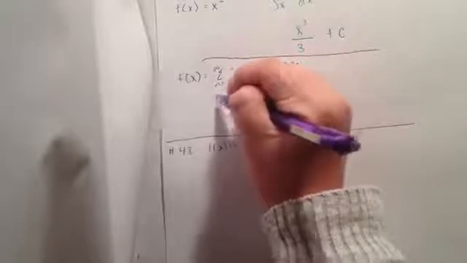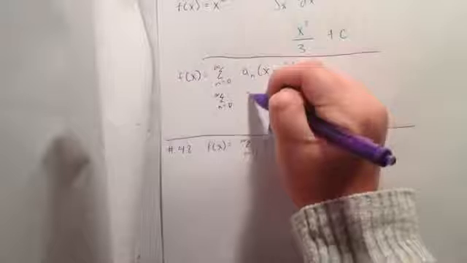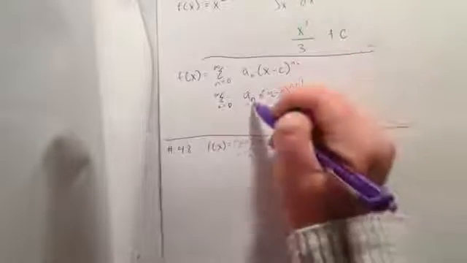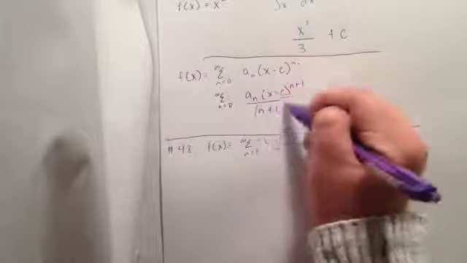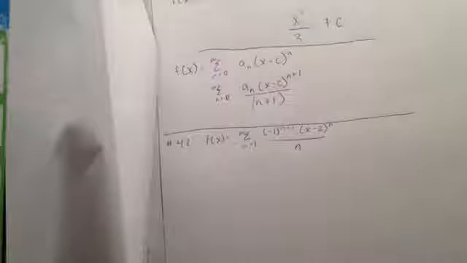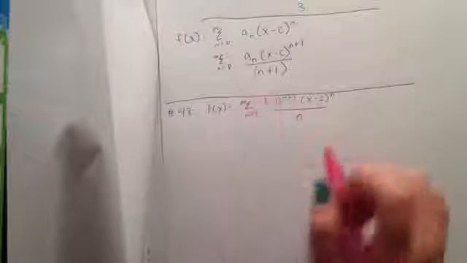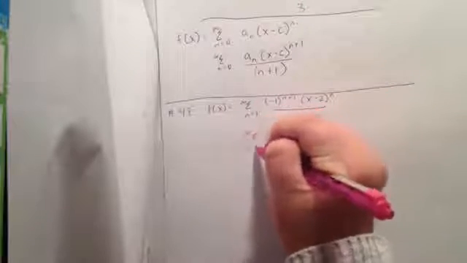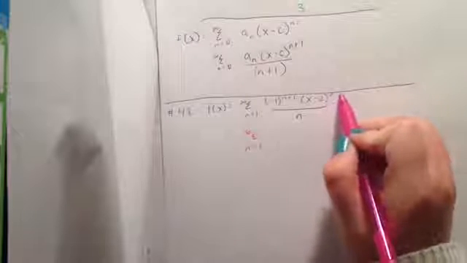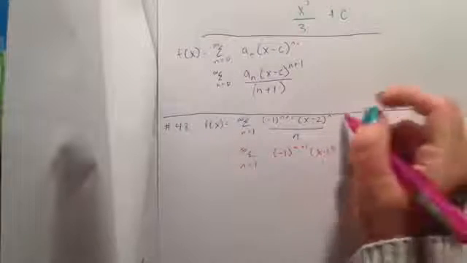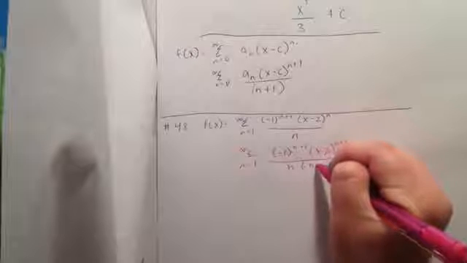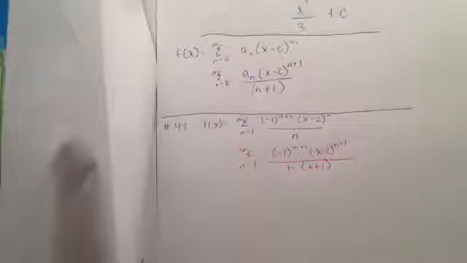So you'll have a of n times x minus c to the n plus 1, because you added 1 to the exponent, and now you just divide by the new one. So you'll have over n plus 1. So let's do a quick example of finding the integral of a power series. So integrating this will give you, you add 1 to the exponent, so it will be n plus 1, and then you divide by it. So you will have times x minus 2, and you add 1 to the exponent, so it's n plus 1, and then you divide by your new exponent, so it's n plus 1 in the denominator. And there you have it.